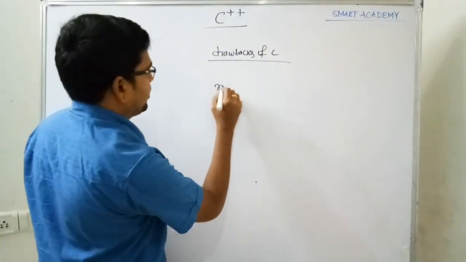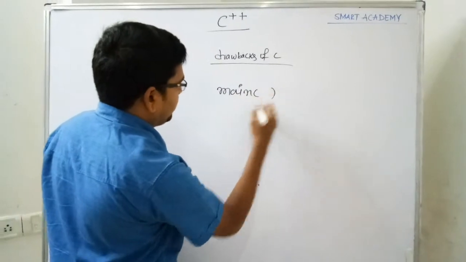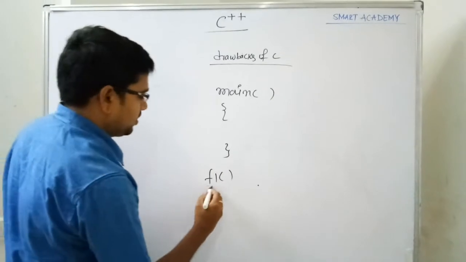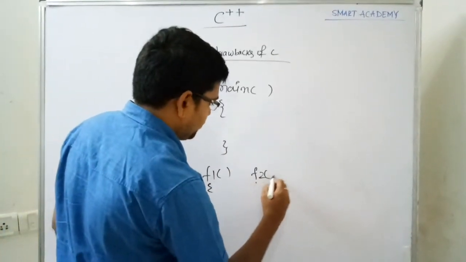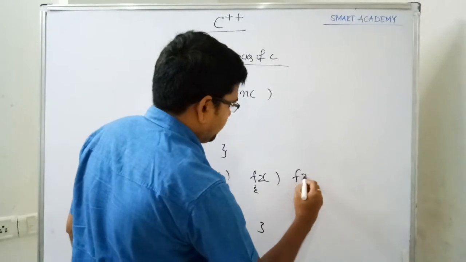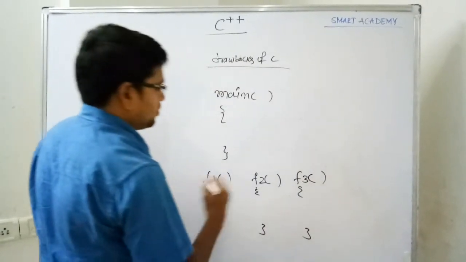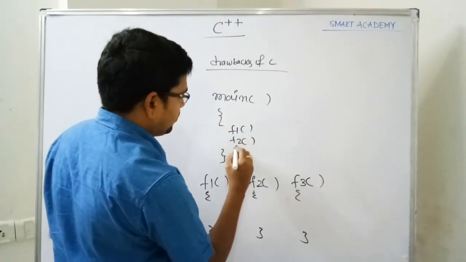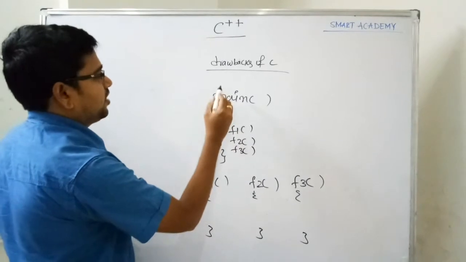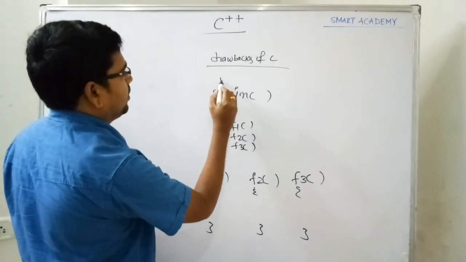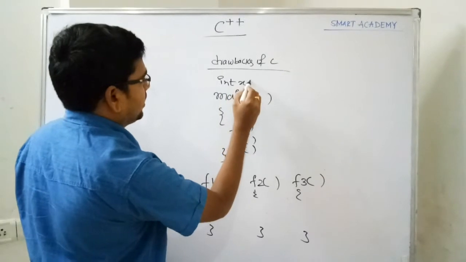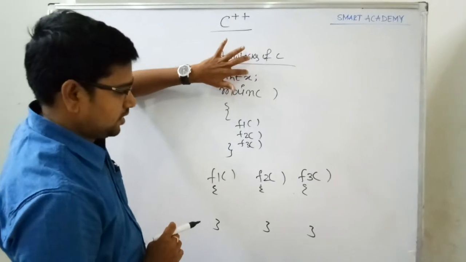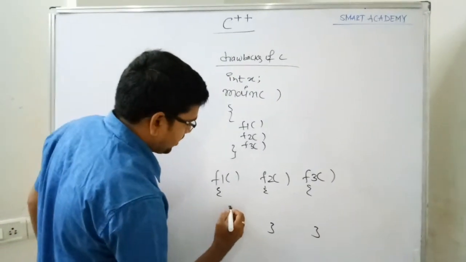Let me write a simple program here. So this is the main function, and I have function 1 here, function 2 here, and function 3 here. So I can call these three functions in the main function, f1, f2 and f3. Let us say I declare a global variable here, int x.